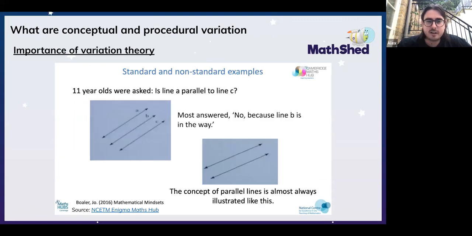Similarly, here, children were asked about parallel lines. And because all of the examples that they'd been shown and used to be taught parallel lines were all pairs of parallel lines, because there were then 3 parallel lines, children had been completely thrown by this. So again, it shows that using regular and irregular and non-standard examples, it's really key to have children have a very deep conceptualization of what they're learning in mathematics.